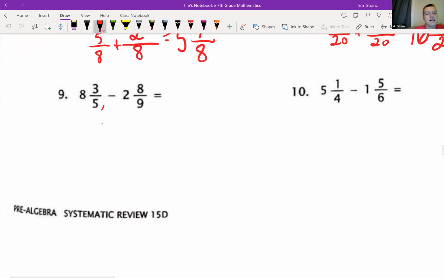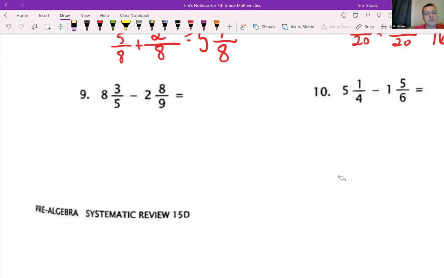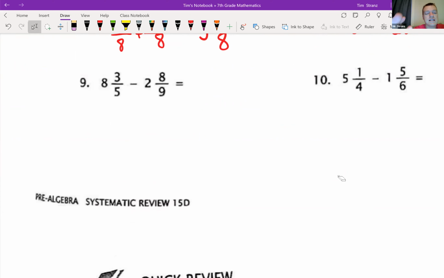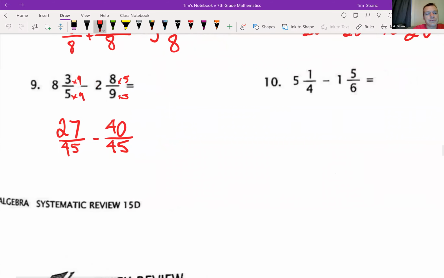Okay, number 9. Now we got subtraction. Least common multiple of 5 and 9 is going to be 45. Okay, so 5 times 9, 3 times 9 is 27. 9 times 5, 8 times 5 is 40. Notice you cannot subtract 27 minus 40. It'll give you a negative number.